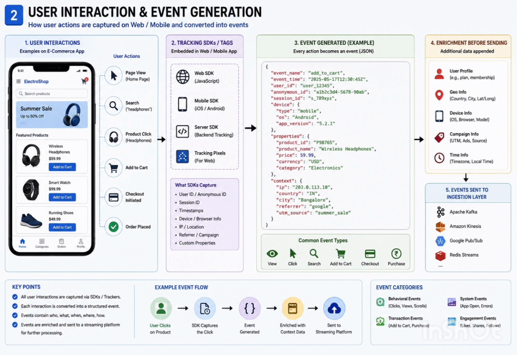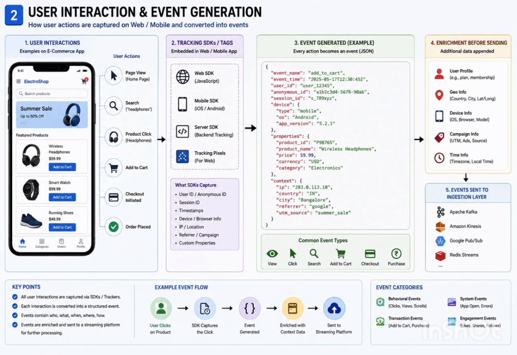Think of these SDKs as silent observers. Their job is simple: watch what the user is doing and record important actions. Let's say you click the Add to Cart button. The SDK immediately captures this interaction, but instead of storing "Surya clicked a button," it converts that action into a structured event, something like this JSON format. An event is a simple record of something that happens.